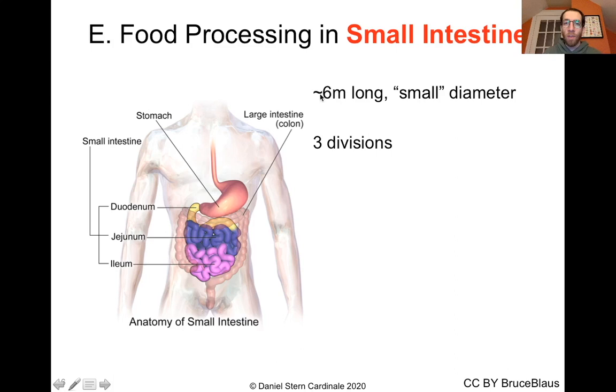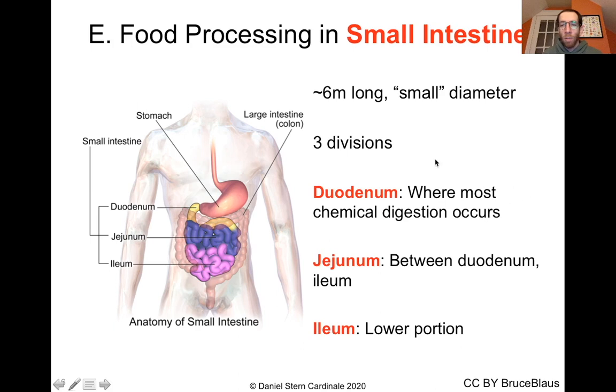The small intestine is about 6 meters long, but it's called small because it has a smaller diameter than the large intestine. The small intestine has 3 divisions. So we have the duodenum or duodenum. I've heard it pronounced both ways. You could say it however you want. That's the uppermost part or the first part of the small intestine. It's right here in yellow. That's where most chemical digestion occurs.